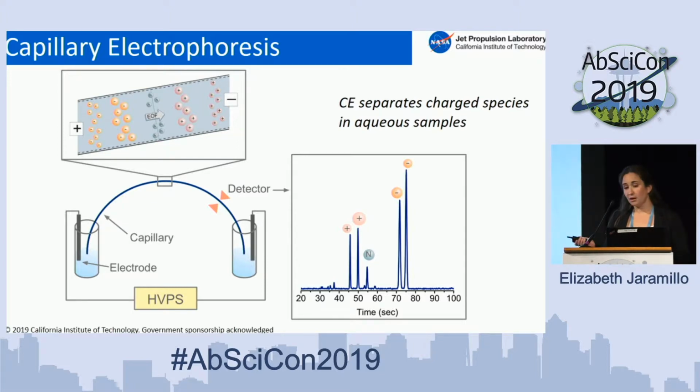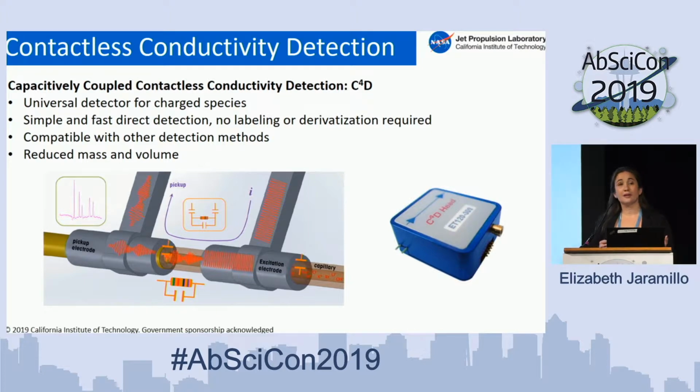The detection method that we have chosen is a form of conductivity detection, and we chose this because it will detect any charged species. So we don't actually need to know what the charged species is, so long as we can detect that it is different from our background electrolyte. It doesn't require any labeling or derivatization, so we can use this in conjunction with other detection methods. So we could put perhaps the C4D detector in line with a mass spec and get even more information out of it in the end.